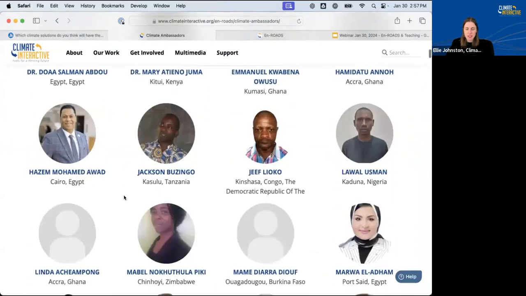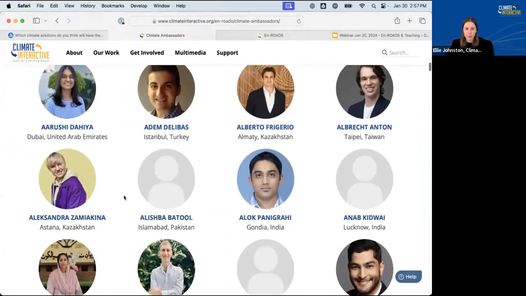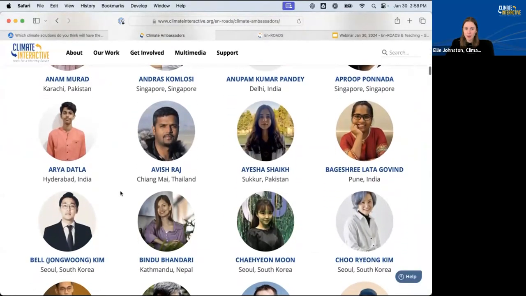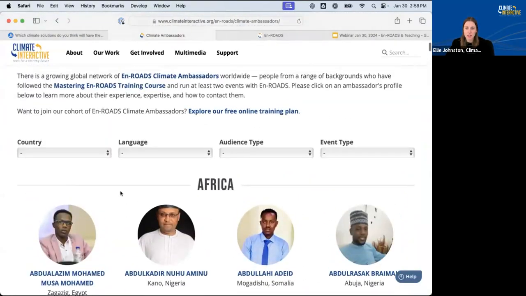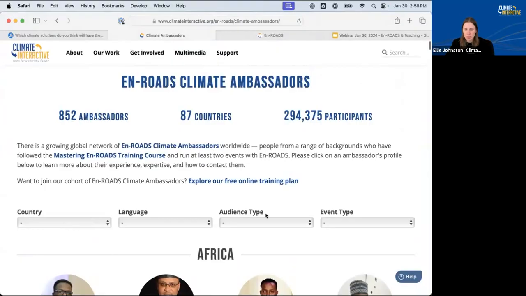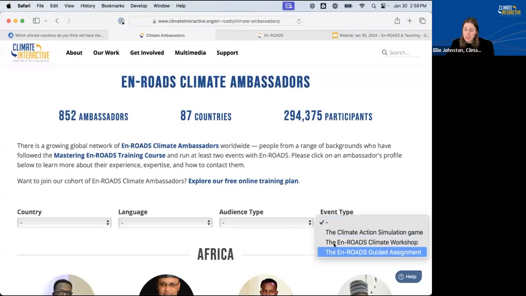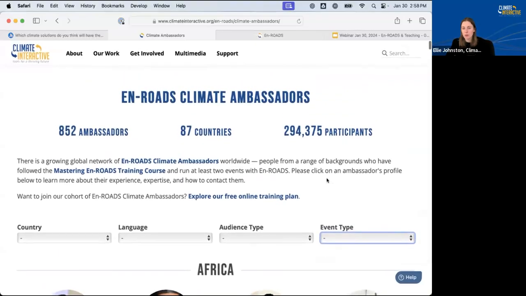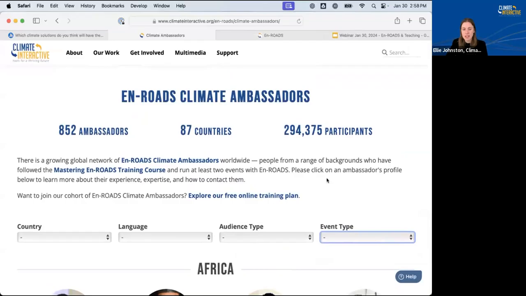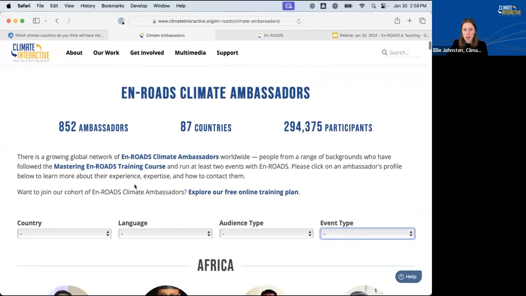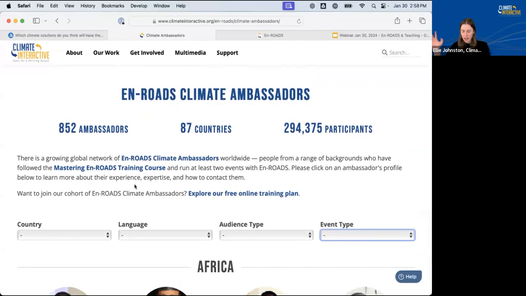Here you can see some of the many faces around the world who are ambassadors, and you can search this page by country, by language, by audience type, by the different event types I described earlier, to find facilitators and people who are comfortable facilitating that. And feel free to just contact us too. I know people's inboxes can be a mess. So if you contact a bunch of ambassadors and you don't hear from them, let us know, and we'll try and help you out.